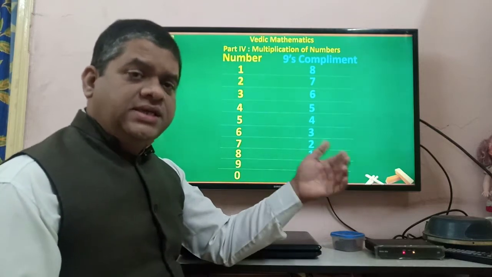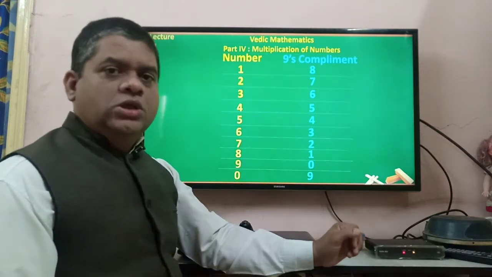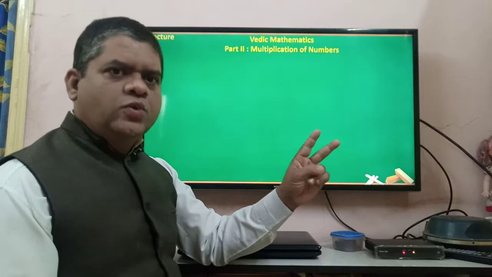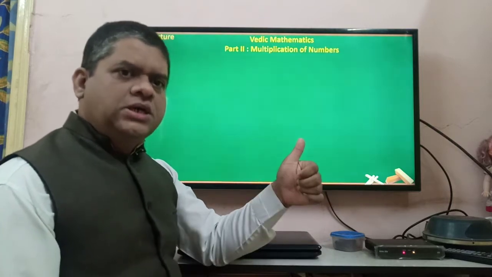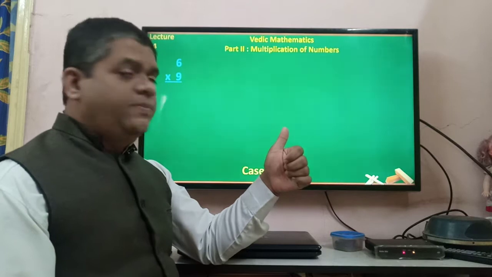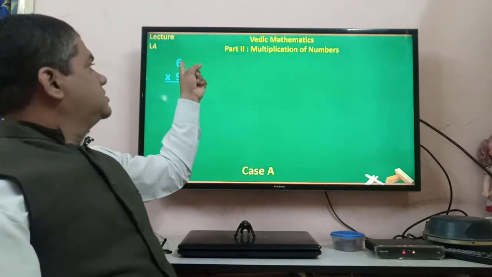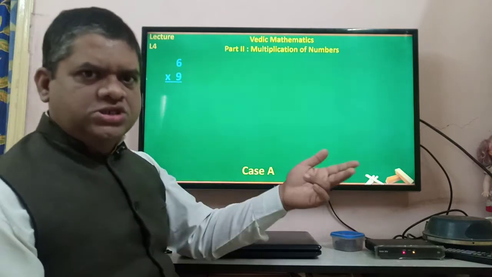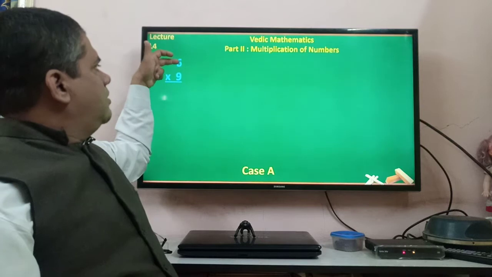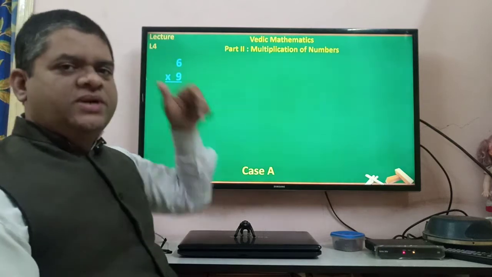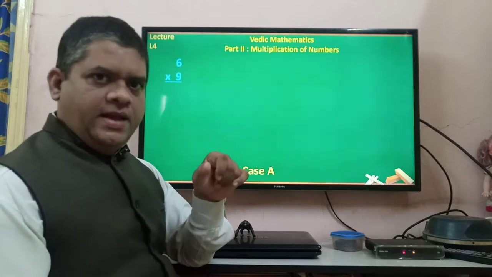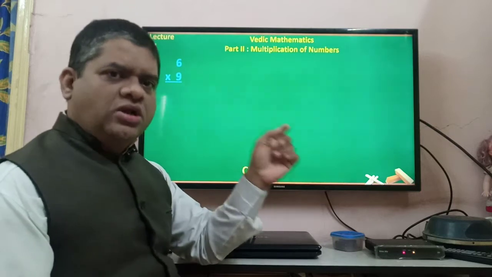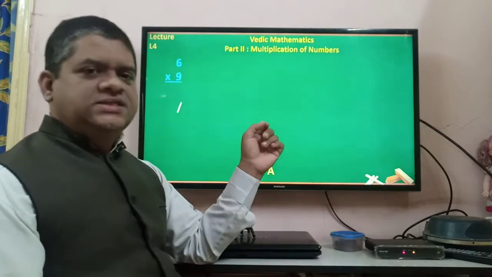Now let us see how we can make use of this to solve examples. We'll start with the first case. There are two cases we are going to discuss in this session. In the first case, we discuss the multiplication of numbers by 9 where both have the same number of digits. First both are single-digit numbers, then both are 2-digit numbers. In case B, we'll study when we want to multiply by a smaller number. Now first we'll discuss case A.